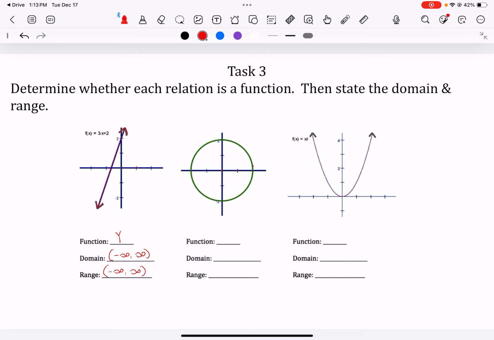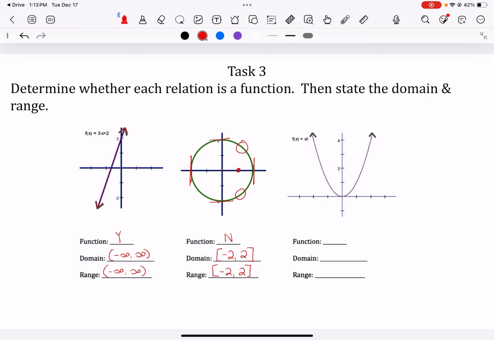For the second one, I notice when x is, say, 1, there are 2 y values here. So this would not be a function. The domain, how far left to how far right, this is the endpoint on the left, this is the endpoint on the right. So our domain is going from -2 to 2, and we would have a square bracket because they're included. The range, how low to how high it's going from the same numbers, -2 to 2.